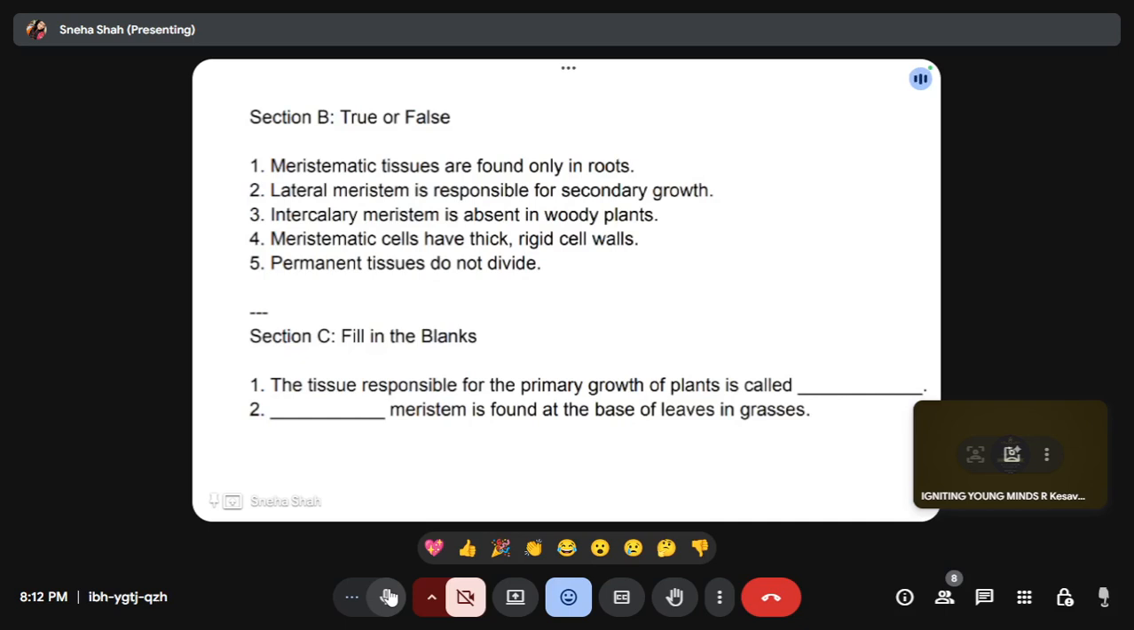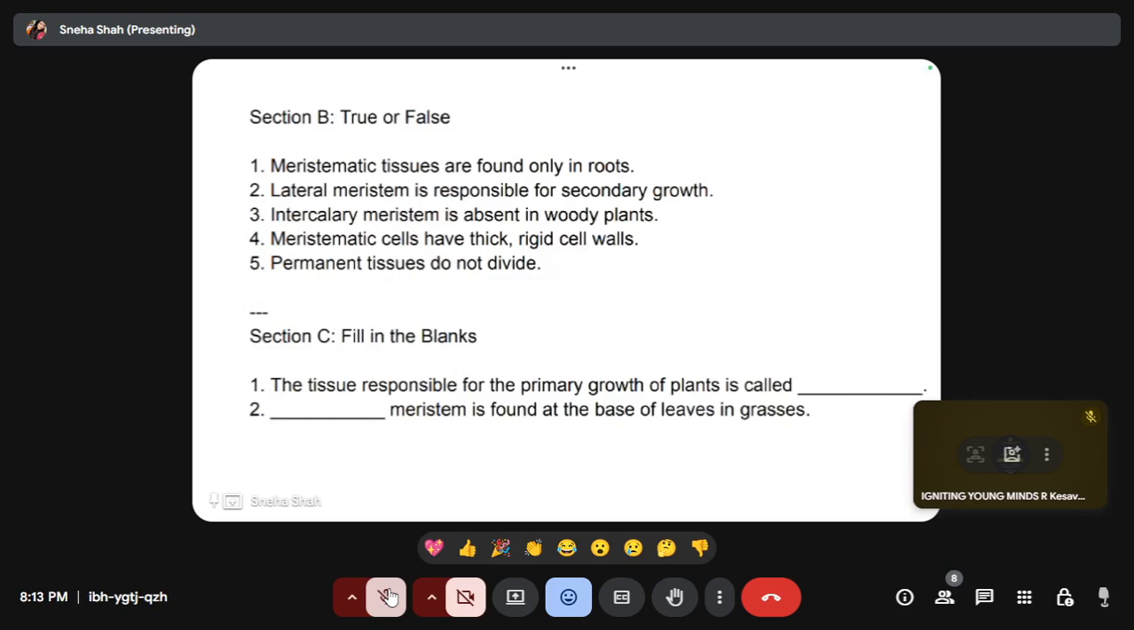Okay, next, meristematic cells have thick, rigid cell walls. Now, this is an applicative question. I did not talk about the cell walls of meristematic cells, but you need to understand that as these cells are present in the growing parts of the plant, if they have rigid cell walls, it becomes difficult for them to divide. So meristematic cells will not have thick walls, but they will have thin cell walls. Understood? Yes, ma'am.